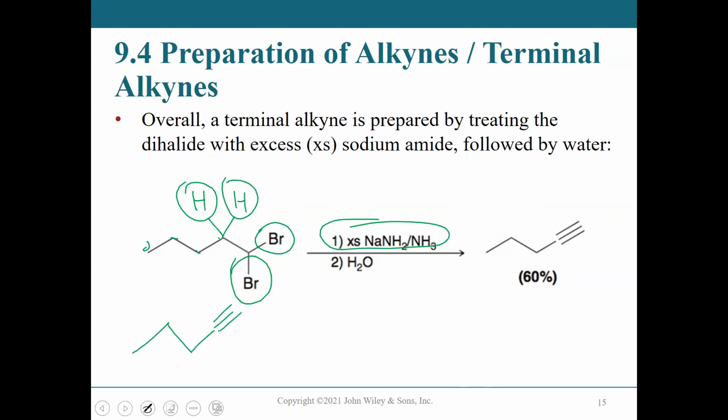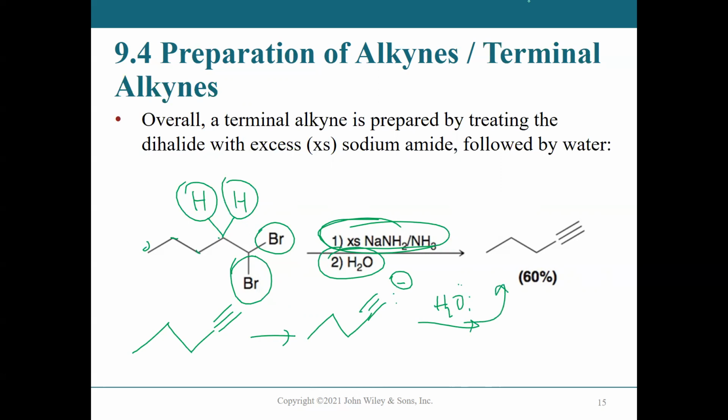But since this guy is terminal, in the excess of amide, it's not going to produce that. It's going to produce the alkyne ion. I don't want the alkyne ion. That's why in a second step, they use water to protonate it. And then that's how you produce your neutral alkyne.